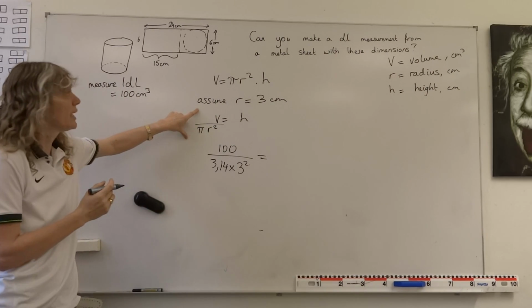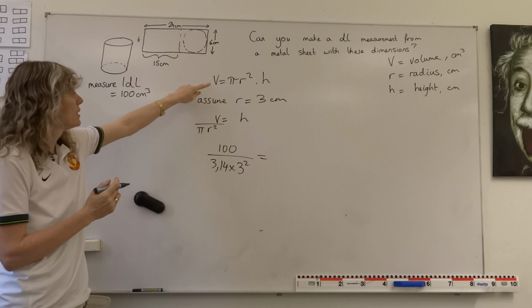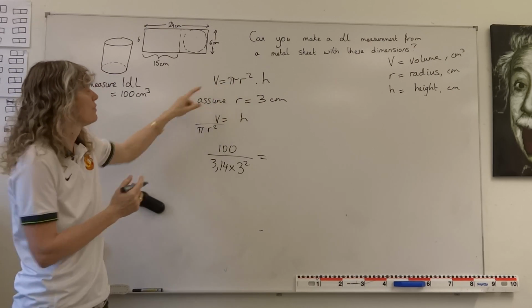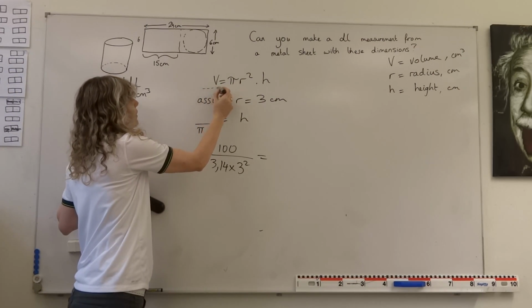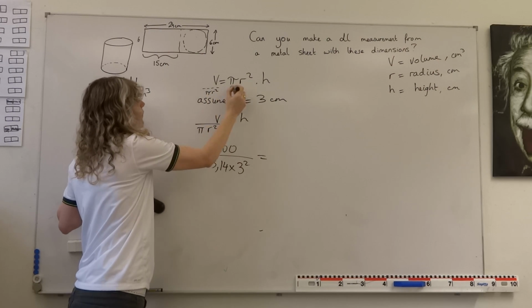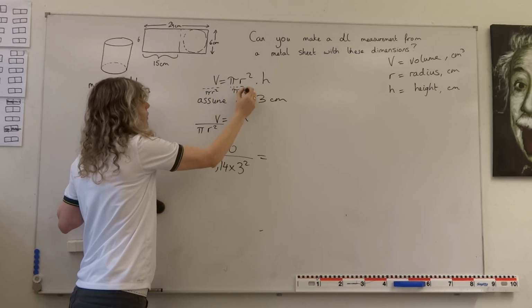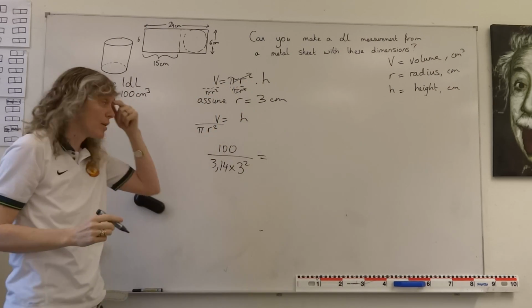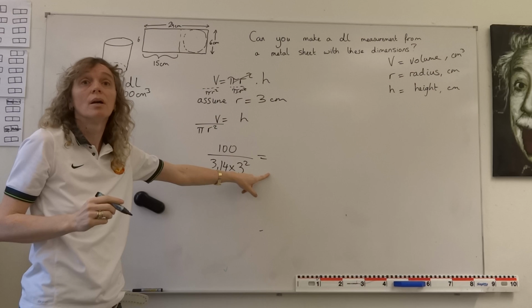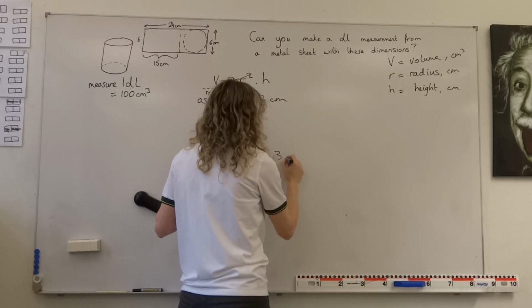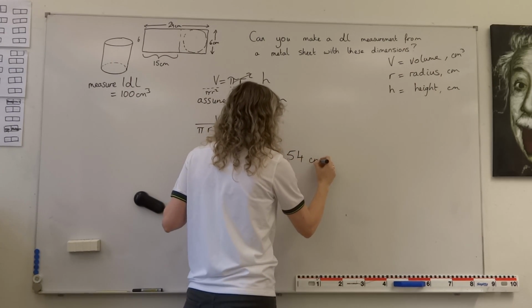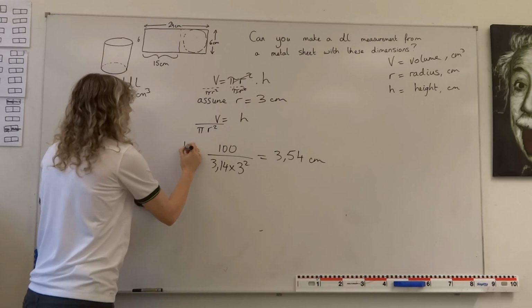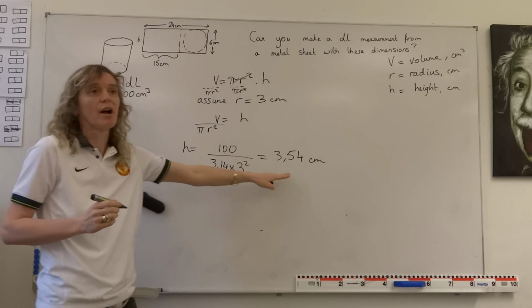Are you with me what I've done here? I've just reorganized that. Taken pi and r squared, divided both by pi r squared. That cancels, giving me that h is v divided by pi r squared. What do you get then? 3.54 centimeters. Okay, so we now know that the height is going to be 3.54 centimeters.